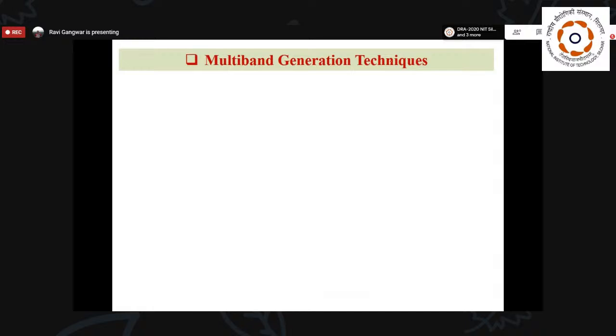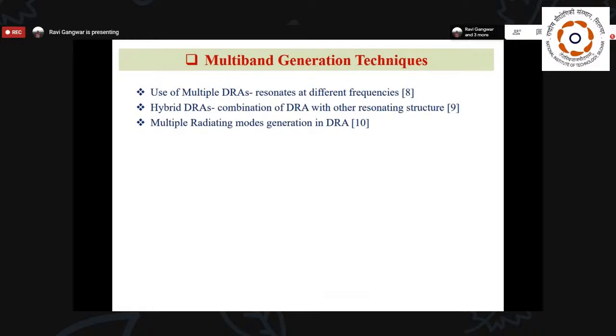If we look at the literature on dielectric resonator antennas for multiband applications, then we find 3 different techniques to generate multiband. The first is the use of multiple DRAs. Here, the use of multiple DRAs means we use more than one DRA in a single structure, so that each DRA operates or resonates at a different frequency. In that manner, we are able to generate multiband characteristics.